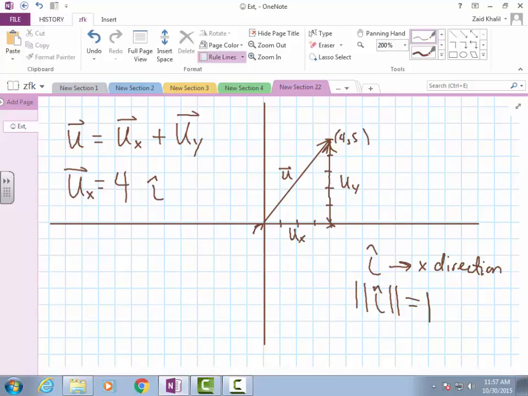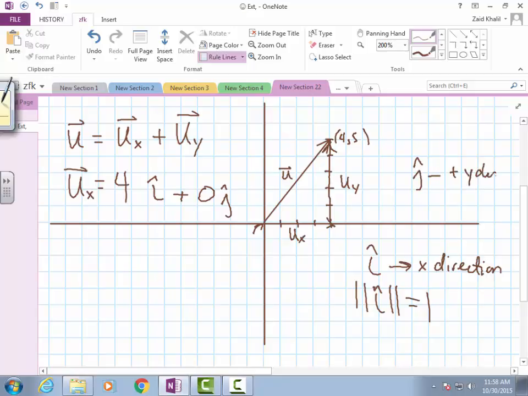But wait a second, we're in two-dimensional space, right? So can that really describe that vector in 2D space? And the answer is no. What do you need? Yes, you need the j hat. So in other words, it's 4 i hat plus 0 j hat, where j hat signifies the positive y direction. And yet again, it has a magnitude of 1. And by the way, this means magnitude.